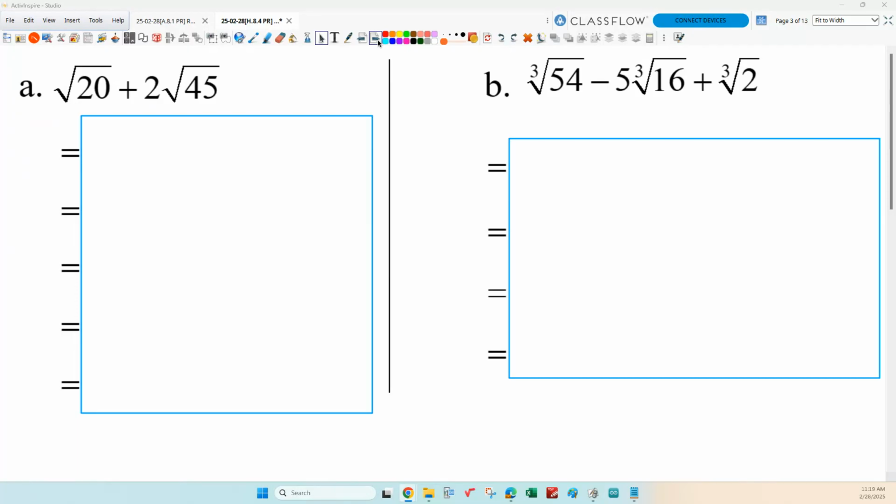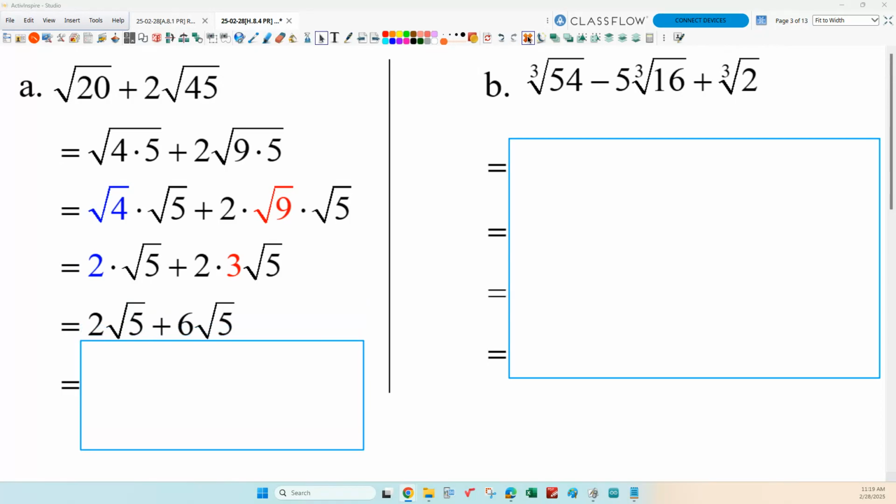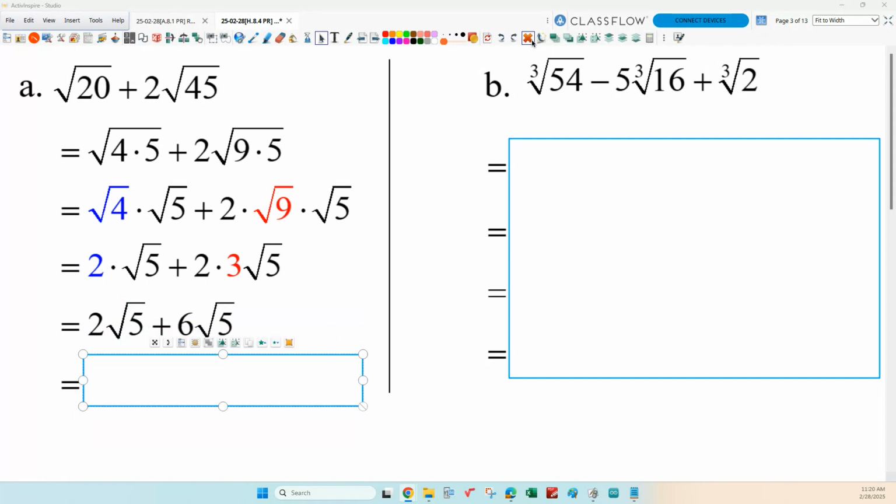Okay, and I picked 4 because it's a perfect square. What's the biggest perfect square factor of 45? Biggest perfect square that divides into 45? 9, right? So I could split this one up into a square root of 4 times square root of 5, square root of 9 times square root of 5. That's going to give me a 2 outside the radical in the first case and a 3 outside the radical in the second case. Okay, and then look what I get. I get 2 radical 5 plus 2 times 3 is 6 radical 5. So what's my answer? 8 radical 5.